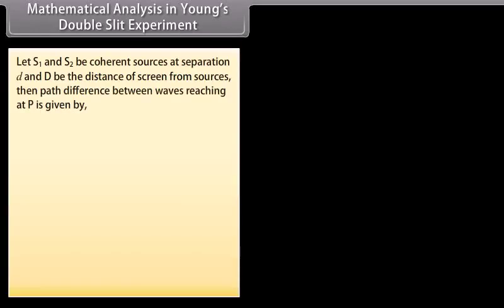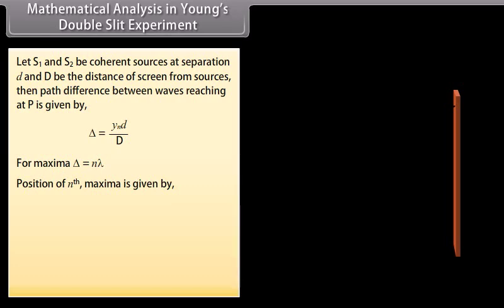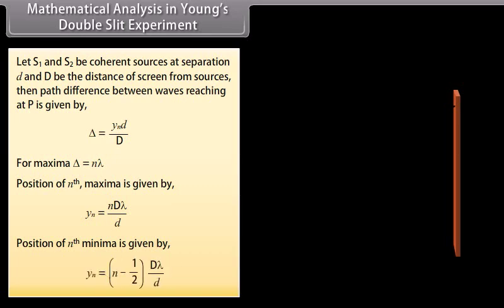Mathematical analysis in Young's double slit experiment. Let S1 and S2 be coherent sources at separation d and capital D be the distance of screen from sources. Then the path difference between waves reaching at P is given by the product of yn and d divided by capital D. For maxima, delta is equal to nλ, and the position of nth maxima is given by nDλ upon small d. The position of nth minima is given by (2n-1)/2 into Dλ upon small d.